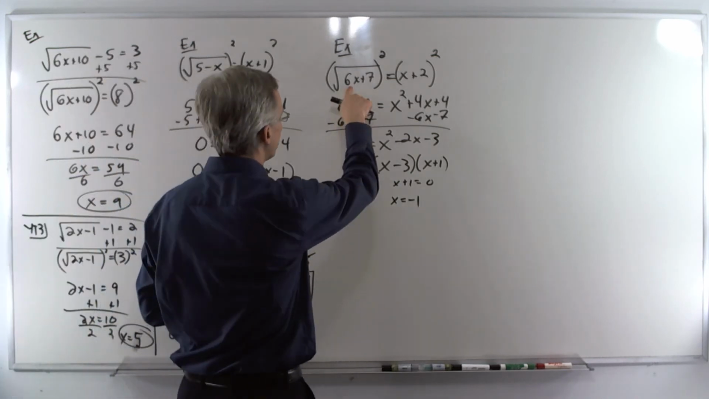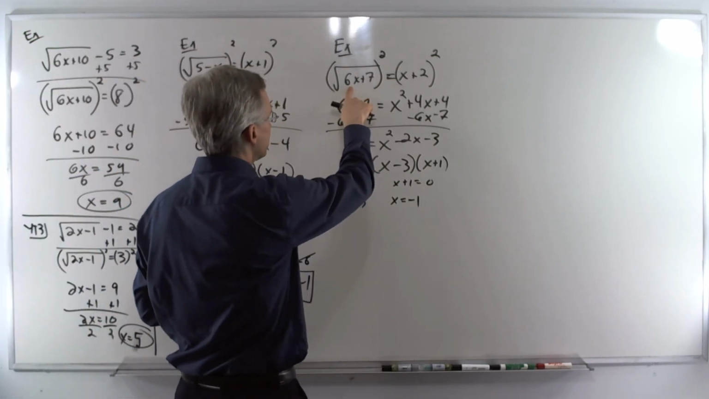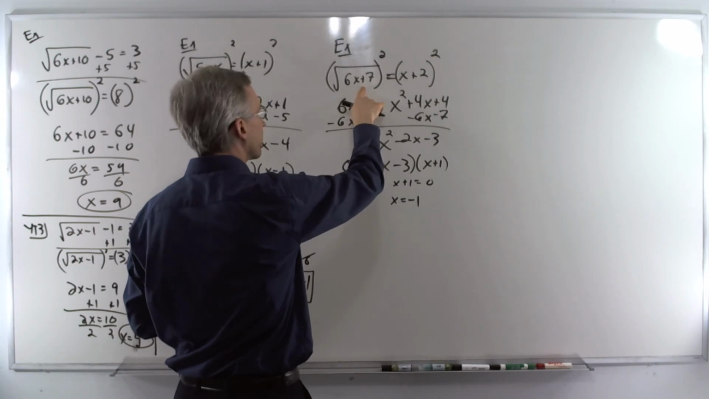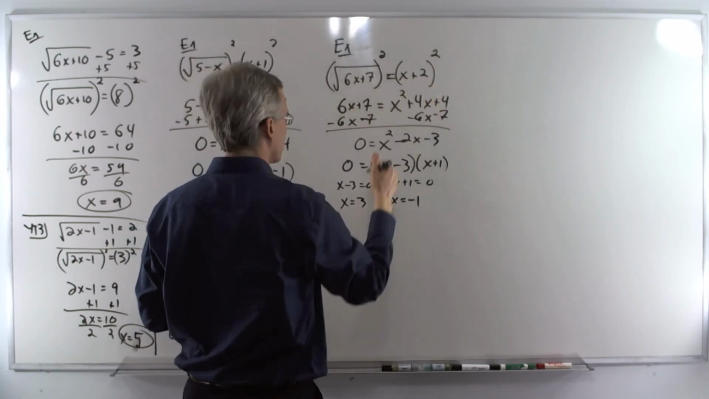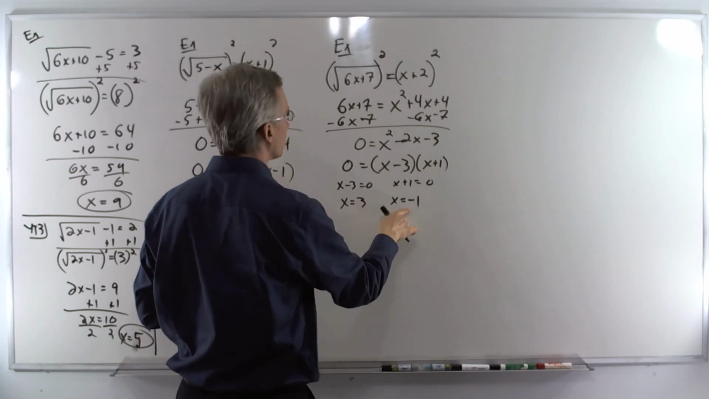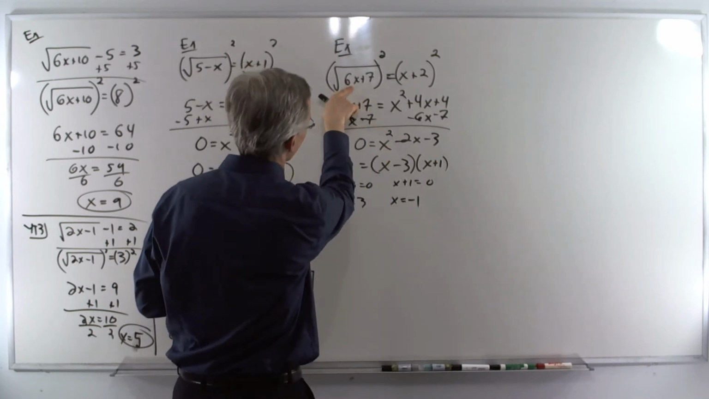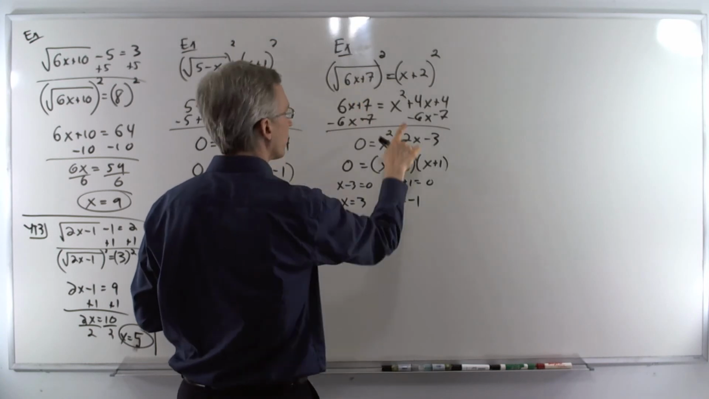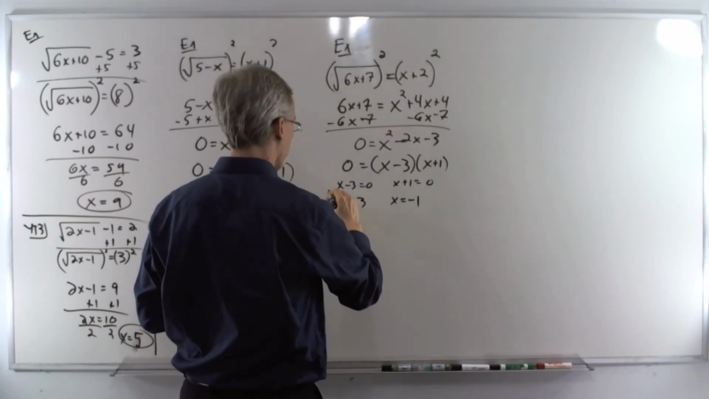Take 3, plug it in here. 6 times 3 is 18, plus 7 is 25. Take the square root of 25, we get 5. 3 plus 2 is 5, so that one works. -1. 6 times -1 is -6, plus 7 is 1. Square root of 1 is 1. -1 plus 2 is 1, so they both work.